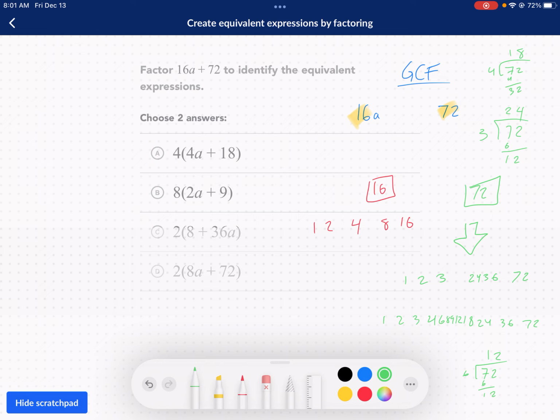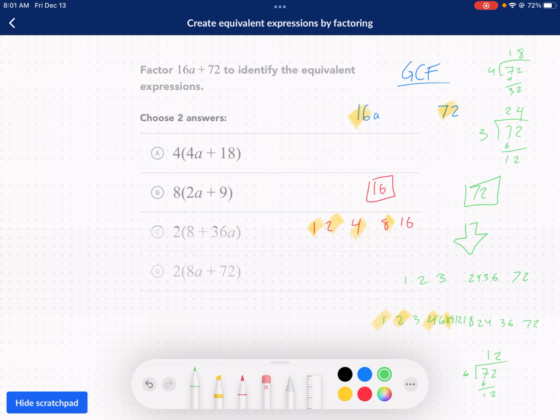All right, so I have common factors here. Let me highlight all the common factors. So we have 1 here, 1, 2, 2, 4, 4, 8, and 8. Sorry about that small number. And no 16. So 16 is not a factor of 72. But that's okay, I have my different factors.